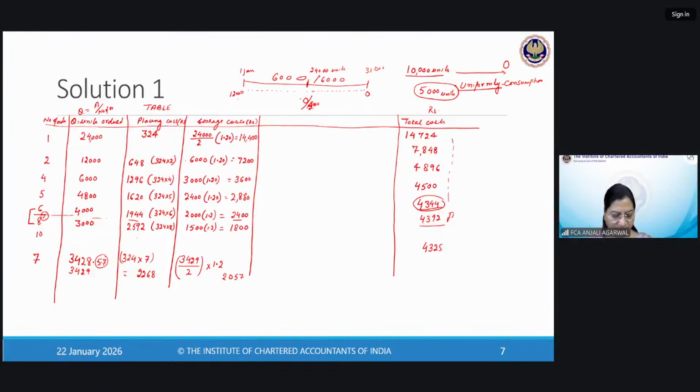24,000 divided by 7, you are going to place orders of 3429 units. On an average, you are going to hold 1714 units, and into 1.2, 2057. So 2057 plus 2268 is 4324 point something, or 4325. So this is the least. So how many units are we going to order? 3429, and how many orders are we going to place? 7 orders.